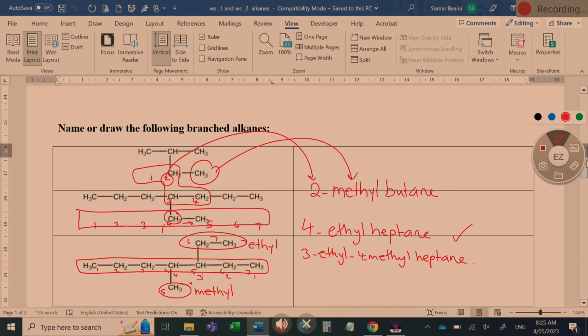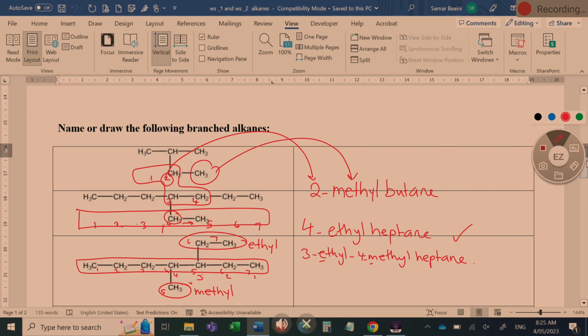Now, be careful. Right now, they are in order. Why? Because when I want to put these prefixes, they have to be in alphabetical order. So sometimes, even though this is a smaller number, you might have to switch them because an E comes before an M. And why did you start counting from the right?